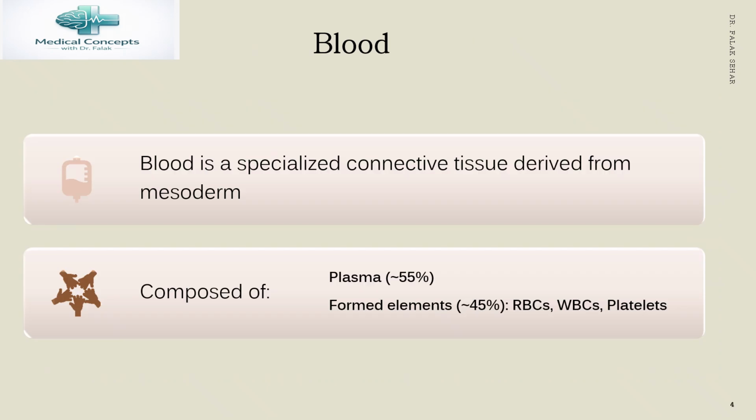Now coming to the blood. What is blood? Blood is defined as a specialized type of connective tissue that is derived from the mesoderm. It's mostly composed of two main components, the plasma, that is approximately 55%, and the formed cellular components or the formed elements that form approximately 45% of the total blood. They include red blood cells, white blood cells, and the platelets.